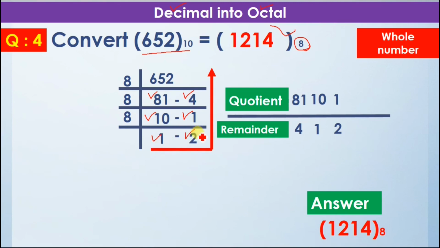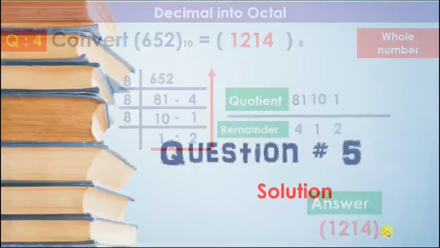And again we will calculate the answer by moving like this from the bottom till the top. So the answer is 1, 2, 1, 4 in octal. Now we can say that the number 652 in decimal is equal to 1214 in octal. This is how we can solve question number 4.